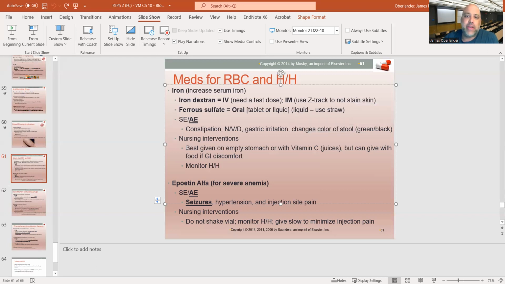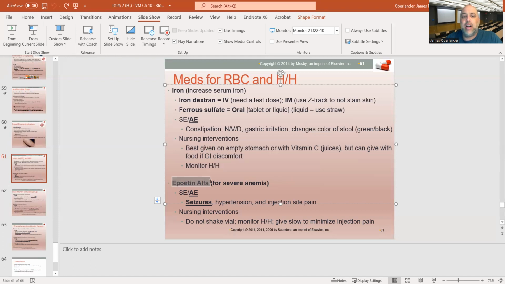Here's the tricky part. Iron is best absorbed on an empty stomach with some fruit juices, orange juice. Make your stomach more acidic. But it also gives nausea and vomiting and diarrhea and gastric irritation. So a lot of people are encouraged to take it with food. Now, if we're taking it with food and it's not absorbing as well, we just need to watch their lab values to see if it's having the effect that we want. Watch their H&H, watch their red blood cell count. Maybe we need to increase the dose of iron because they're taking it with food. That's all on a patient-to-patient basis.